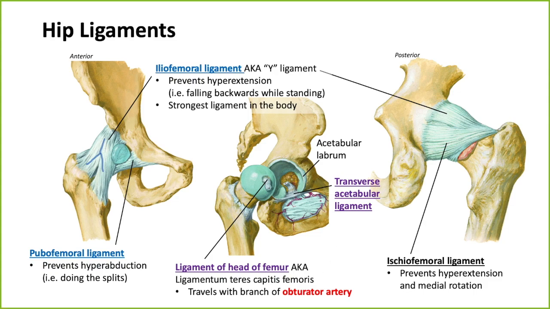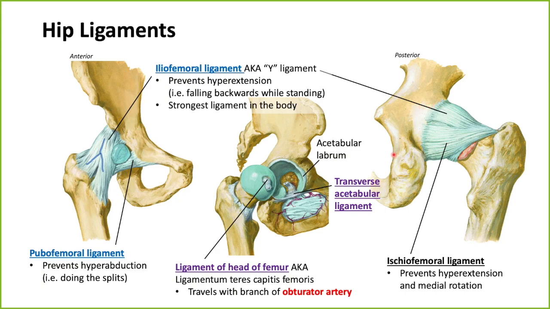Okay, so we've got some important ligaments of the hip. It's really important to know what the difference between these are and what they prevent. So the iliofemoral ligament, first off, is also called the Y ligament because, as you can see, it makes this Y. Let me get my laser pointer. Okay, you can see it better. So it makes this Y shape right here. And that is the strongest ligament of the body, and it prevents hyperextension.